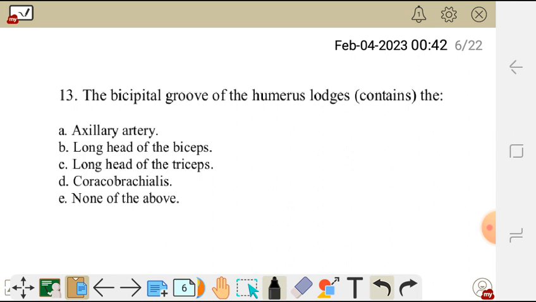Question 13 reads, the bicipital groove of the humerus lodges the A, axillary artery, B, long head of the biceps, C, long head of the triceps, D, the coracobrachialis, and E, none of the above. So question 13, the correct answer is B. The long head of the biceps is contained in the bicipital groove of the humerus.